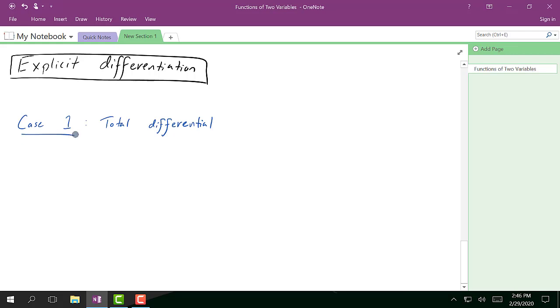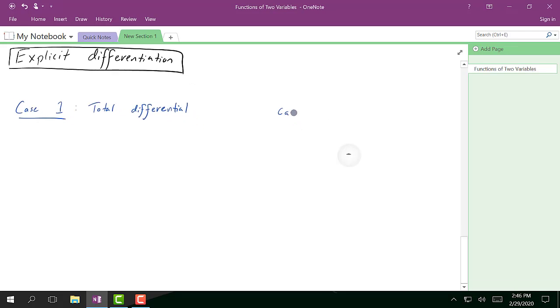Case 2 will be that of our partial derivatives. And so we see these two side by side, and they're kind of different in some sense. On the left we have a total derivative, total differential. On the right we have partial, so total versus partial.